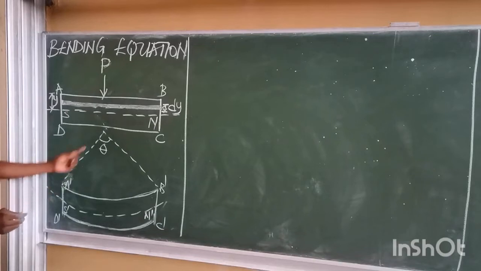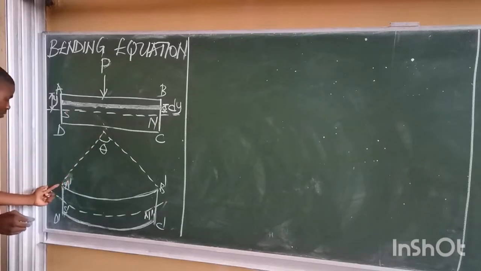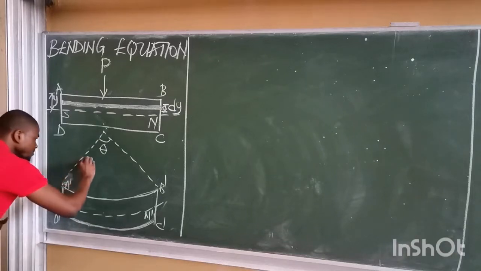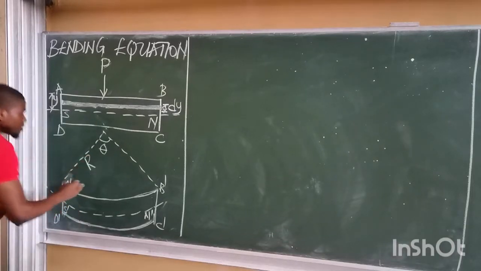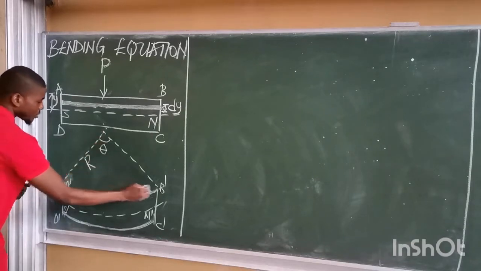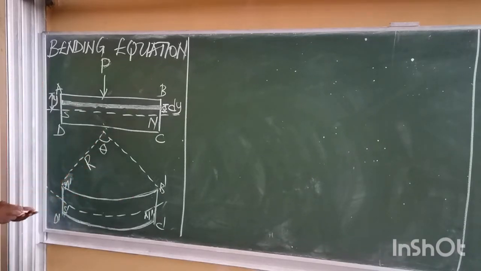And of course, the line from the center to any point on a circle or to any point on an arc is simply called the radius arm. And that radius in this case is called the radius of curvature. So we simply denote it here with r. So the distance from the center to any point on the arc is simply called the radius of curvature.